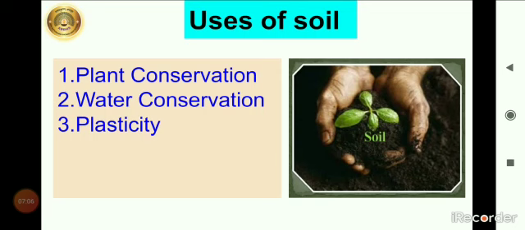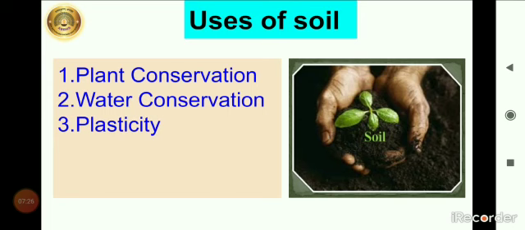Next is uses of soil. First is plant conservation. We all know that for growing of plants, soil is necessary. Hence, it helps the growth of plants. Next is water conservation. Soil holds water. As a result, by means of bunds and lakes, we can get water for use throughout the year.